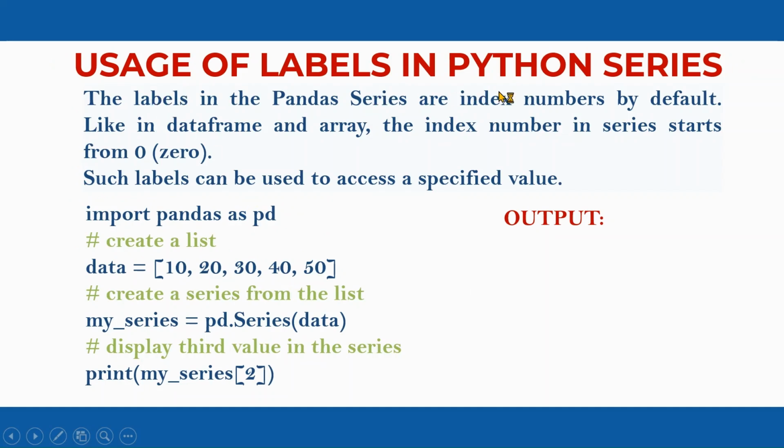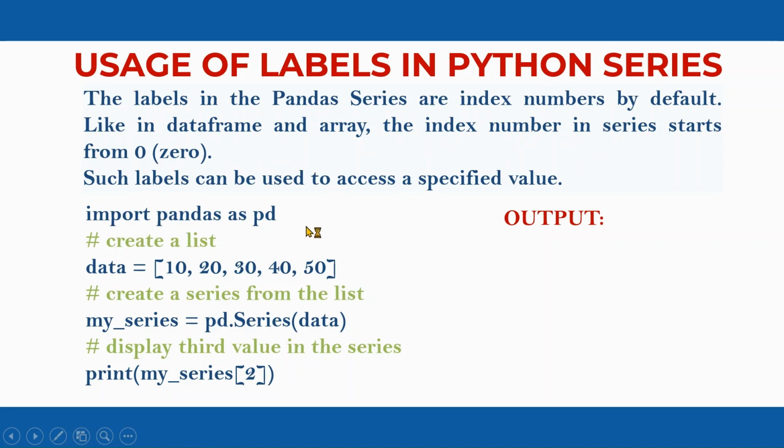Now, usage of labels in a pandas series. The labels in a pandas series are index numbers by default. Like in a data frame and an array, the index number in a series starts from 0. Such labels can be used to access a specified value.